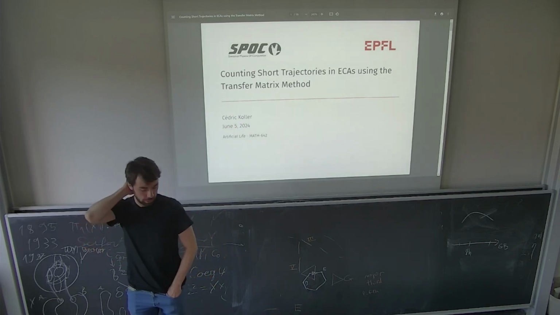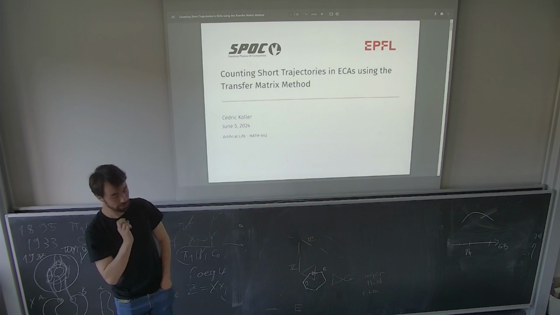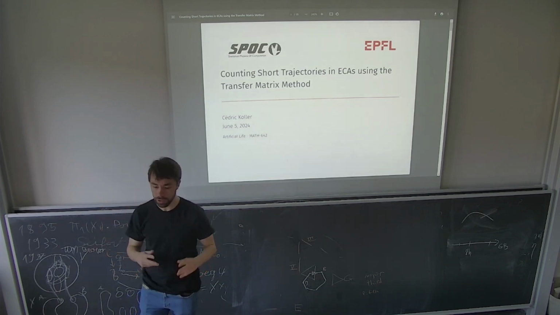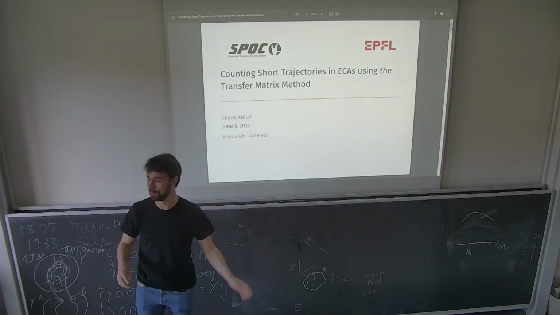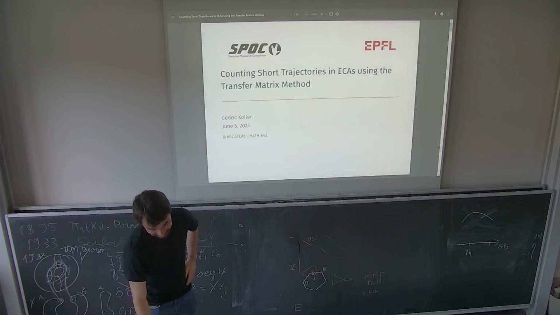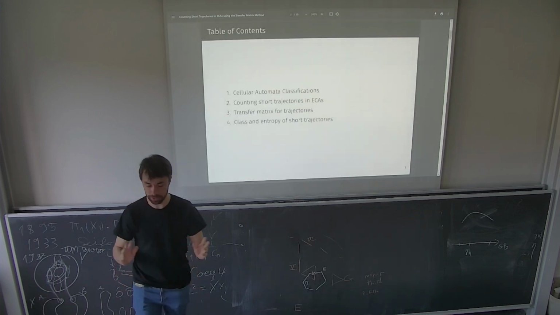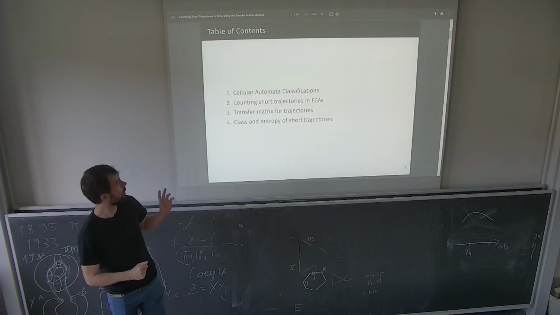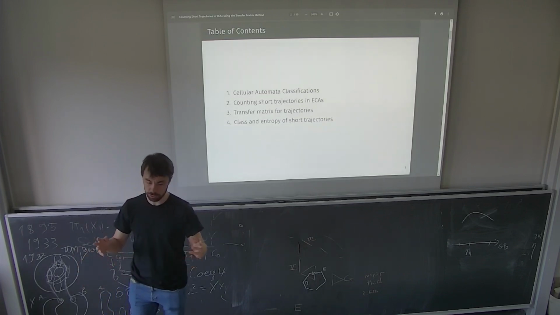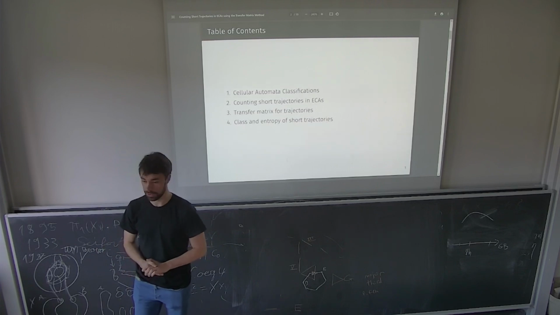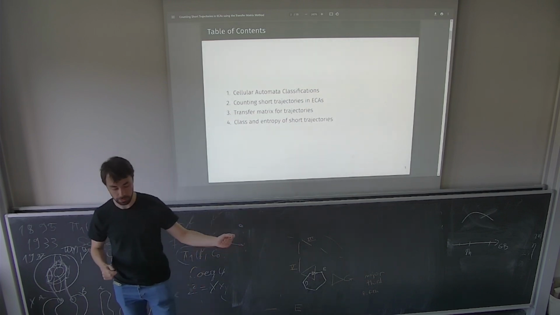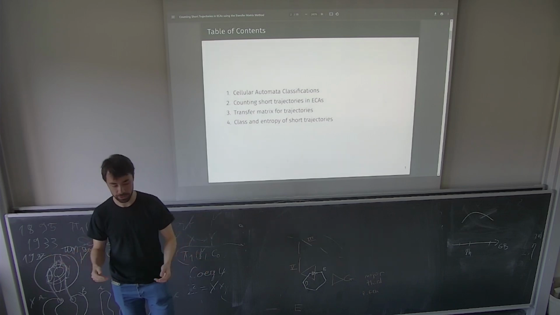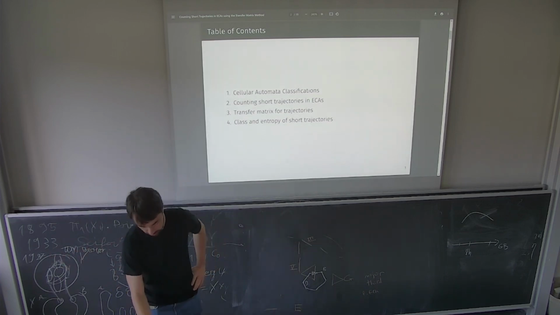Okay, so I'll talk to you about counting short trajectories in ECAs using the transfer matrix method. I'm a physicist, so I just try to apply some of the stuff I've learned in statistical physics. First, a very quick recap on cellular automata classifications. Then I will describe a bit more what I mean by counting short trajectories in ECAs. Then I will probably skip a bit of the more mathematical part of the transfer matrix method, and then see what links I found with Wolfram classification.